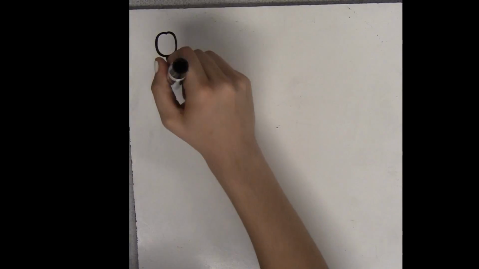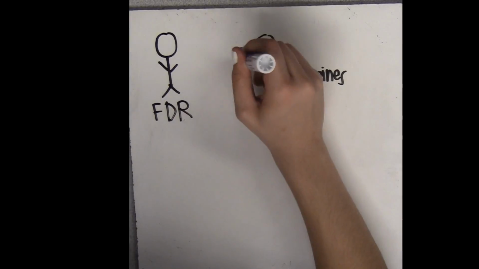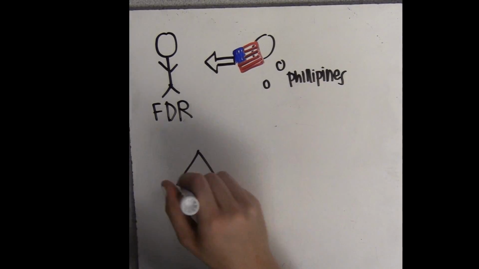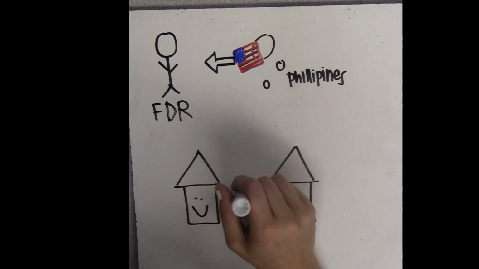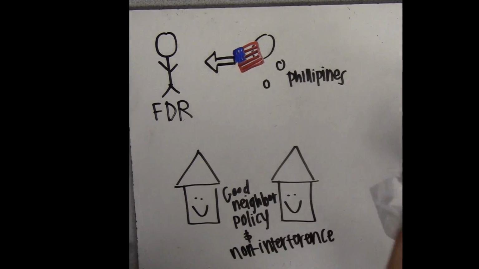Throughout the first years of his presidency, Franklin D. Roosevelt further encouraged isolationism. America withdrew from their colonies in the Philippines. Additionally, the U.S. endorsed non-intervention at the 7th Pan-American Conference in 1933 and established the Good Neighbor policy.